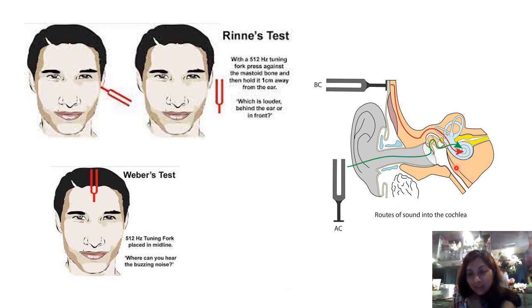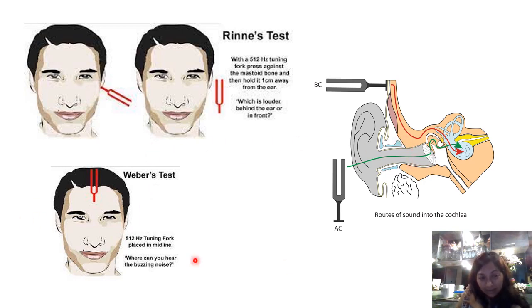Bone conduction, on the other hand, if you think about it, your cochlea is actually embedded within the bone of your skull, and your mastoid process is part of your skull bone. So if you press that tuning fork on your mastoid process, you actually physically create a vibration in the skull, and that vibration can be transmitted directly to the cochlea through the bone and make it vibrate, and therefore create an electrical impulse which then goes to your brain. But as you can imagine, you would hear better through air conduction than bone conduction, provided your ear is working normally.